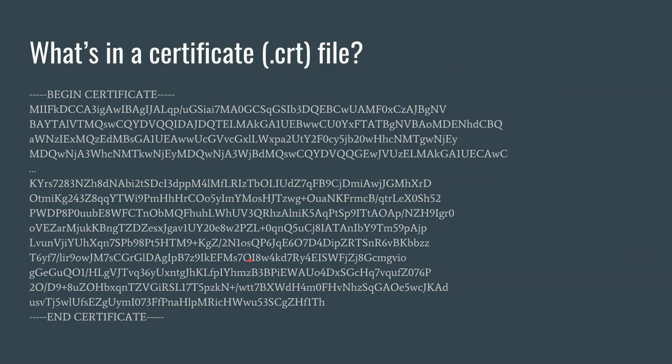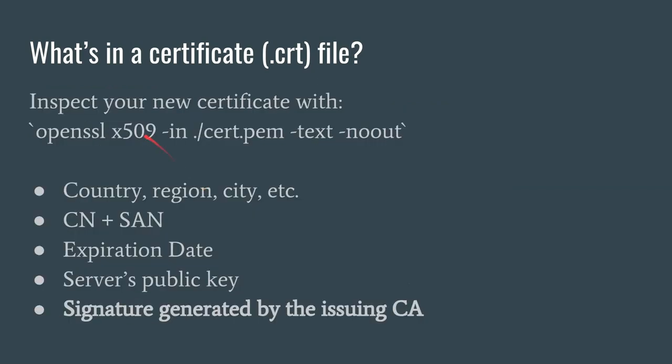If you were to go through this request and get a certificate file back from the certificate authority, it would look something like this, just kind of garbled nonsense that starts with begin certificate and ends with end certificate. To read this, you can use a command like this OpenSSL command here. It will show you that bit of metadata you entered, like the country, region, city. It'll show you the common name and the SAN. It'll show you the expiration date.